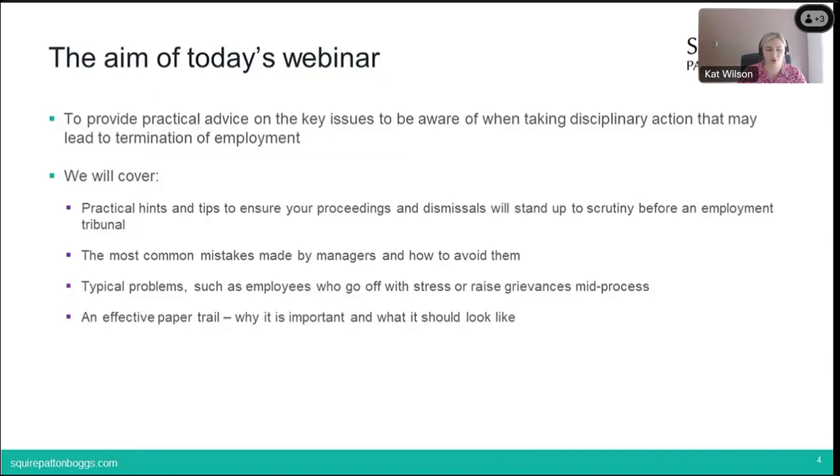We're also going to look at the most common mistakes made by managers and how to avoid them. And then Chiara is going to look at some typical problems, such as employees who go off with stress or just general sickness, or those who raise grievances throughout the disciplinary process and how best to address that. And we're also going to look at an effective paper trail, why it's important and what it should look like.